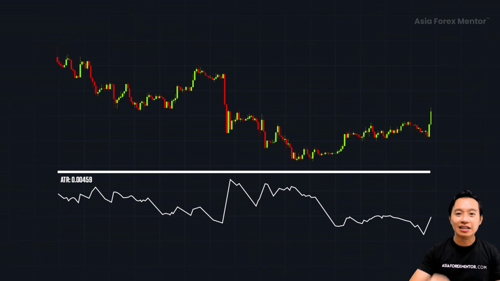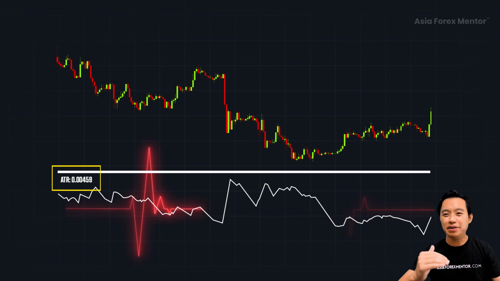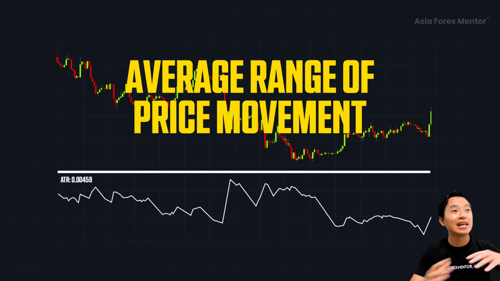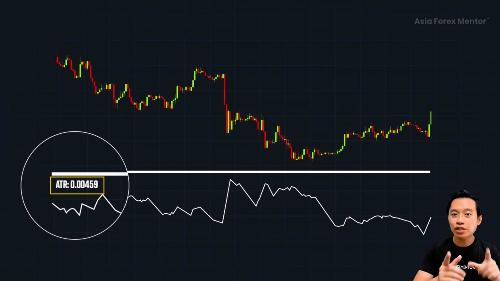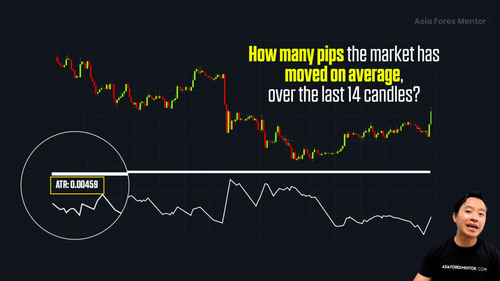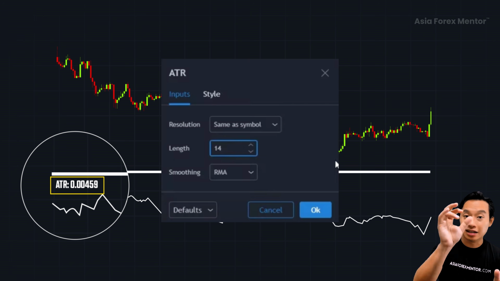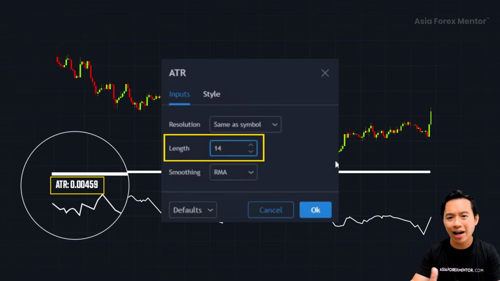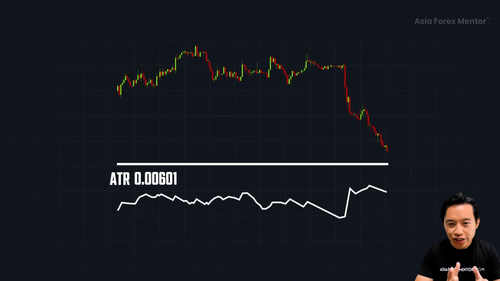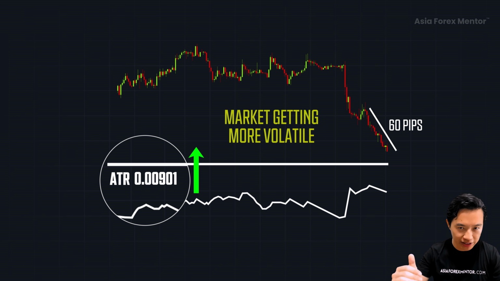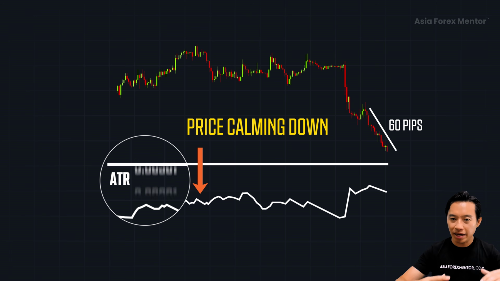If you just take a look at the number at the corner, that is like the market heartbeat. It shows you the average range of price movement over the last few candles. So this number shows you how many pips the market has moved on average over the last 14 candles. You can tweak the number in the settings if you want, but I will just stick with the default. Let's say the average of the last 14 candles is 60 pips. If the number goes higher, it means that the market is getting more volatile. If it drops lower, the market is calming down.